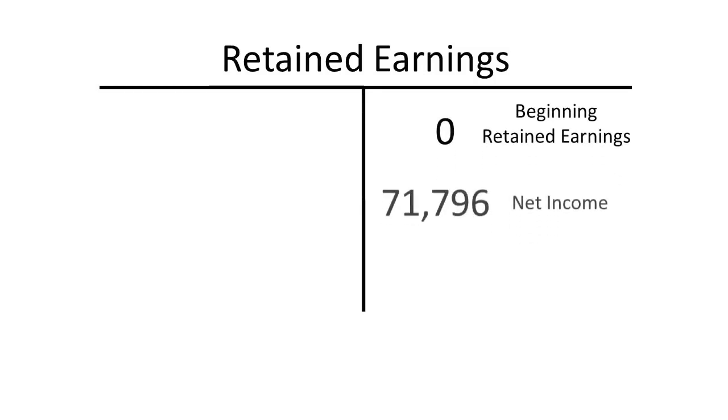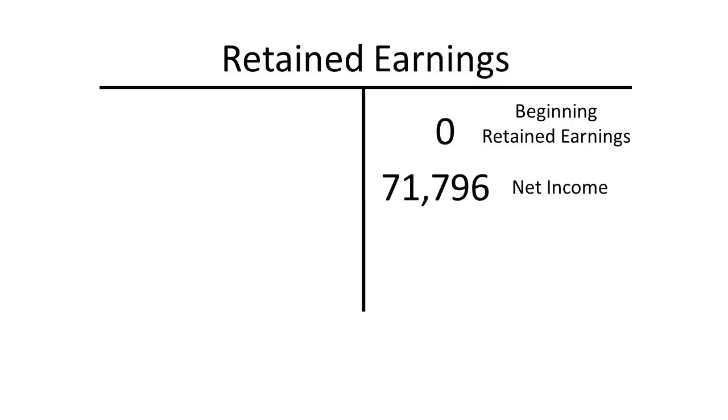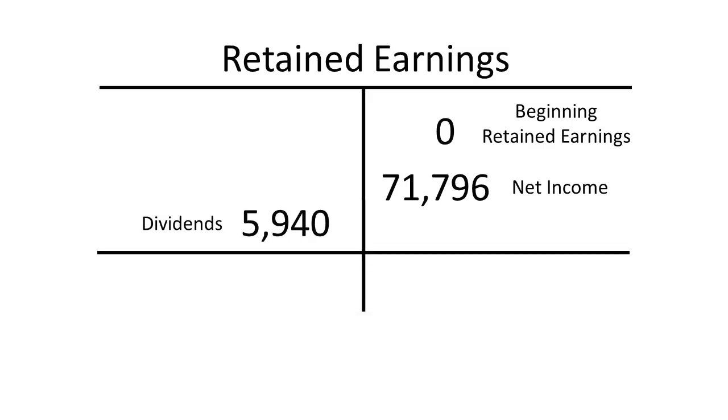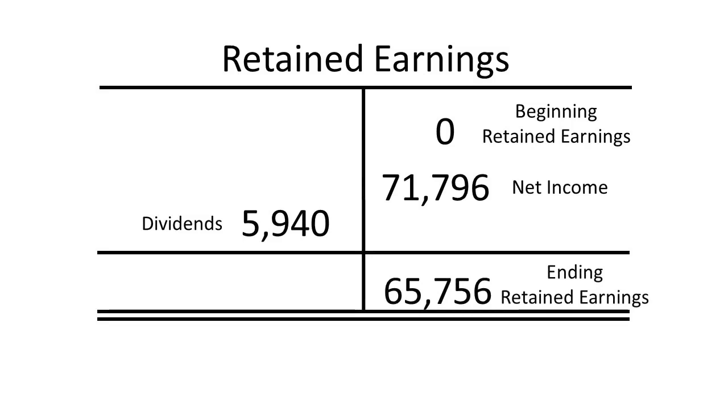Now let's verify that the retained earnings ledger account matches what we already showed on our completed statement of retained earnings. Our ending retained earnings balance should be $65,756. We started with zero retained earnings. We then added net income of $71,796. We then reduced retained earnings because we declared the dividend, $5,940, thus arriving at an ending retained earnings balance of $65,756, and this shows that our ledger account now agrees with the financial statements we already prepared.